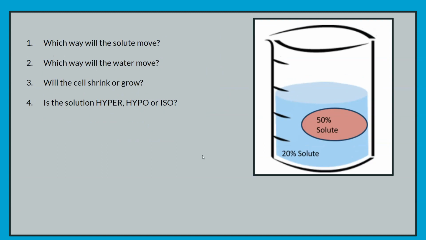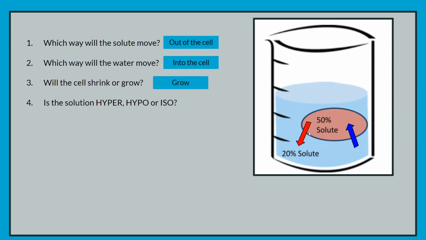In this situation, again, the first question I always ask myself is which way are the dots going to move? The dots are going to move high to low through diffusion, the solute. So they're going to move out of the cell, which means water will automatically go into the cell. Now, when you put water into a cell, just like putting water into a water balloon, that cell is going to grow.